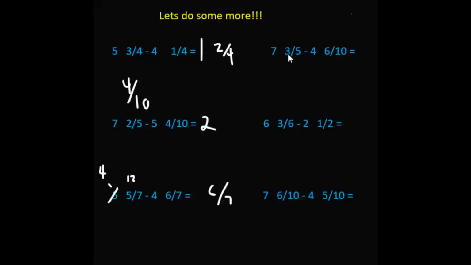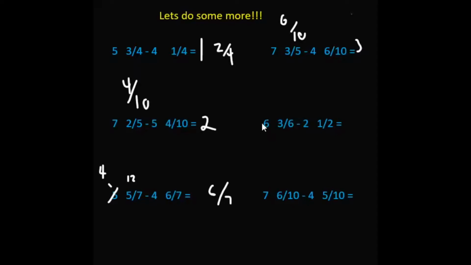Now we have 7 and 3/5 minus 4 and 6/10. So here we can find another common denominator. The denominator is 10, and we double 3 to make it 6. So now 6/10 minus 6/10 is 0. So now all we have to do is 7 minus 4, which is 3.